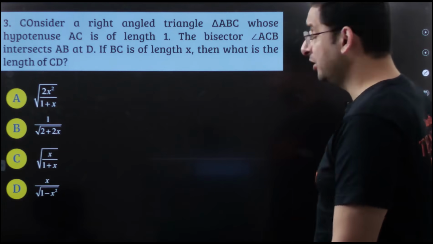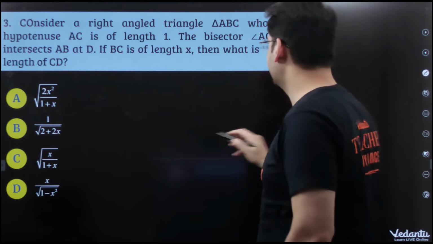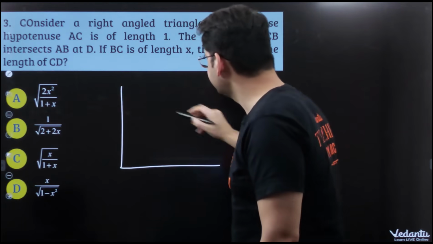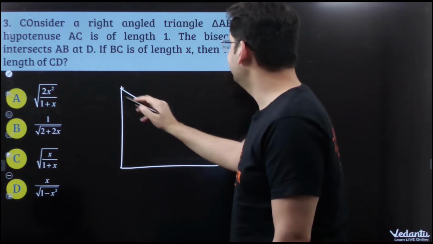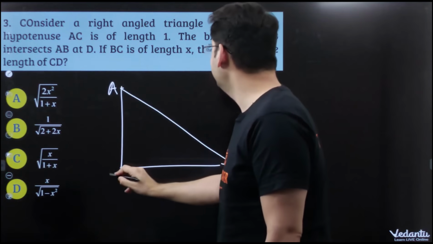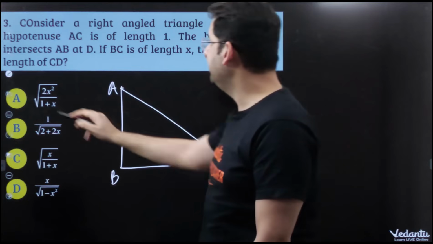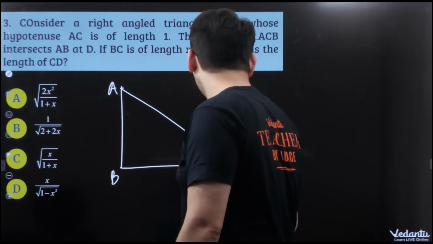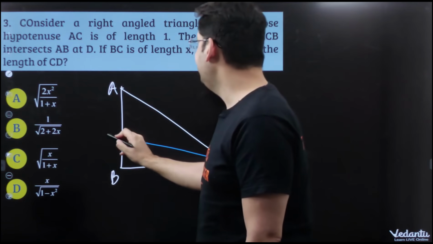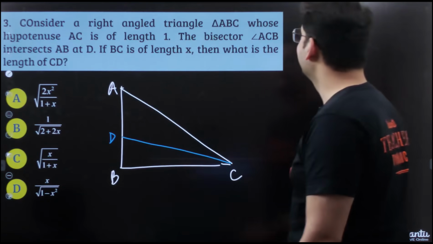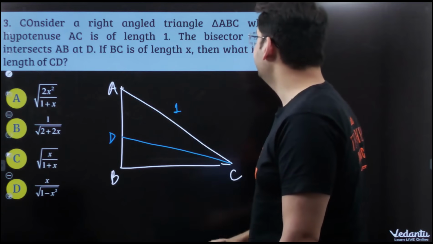Option C. So this, question number 3, geometry. Consider a right triangle ABC. So this is a right triangle ABC, whose hypotenuse is AC. So this is A, this is B, this is C. The bisector of angle ACB, so we are drawing the angle bisector, intersects AB at point D. Whose hypotenuse AC is of length 1. So this is length 1.